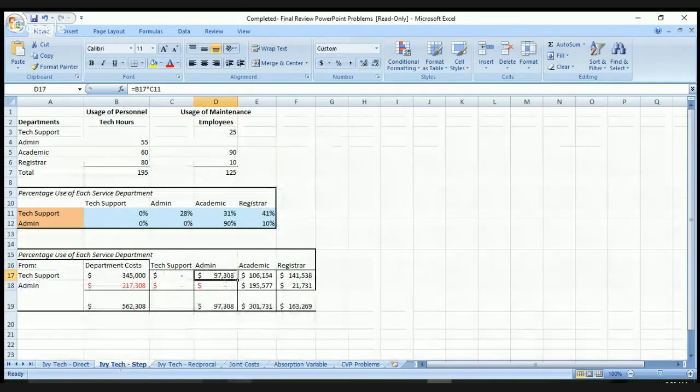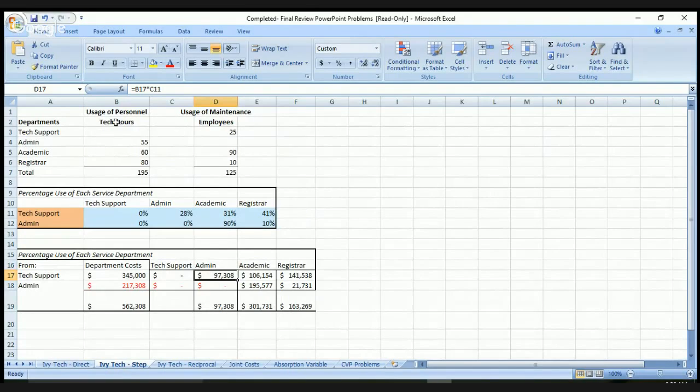STEP again has the relationship between the tech support, the admin, tech support academic, and tech support registrar. But there's no relationship between admin and tech support. So for the tech support, I'm going to add all three together and get 195. And the percentages for admin is 28% of the tech hours. Academic is 31%, and registrar is 41%.